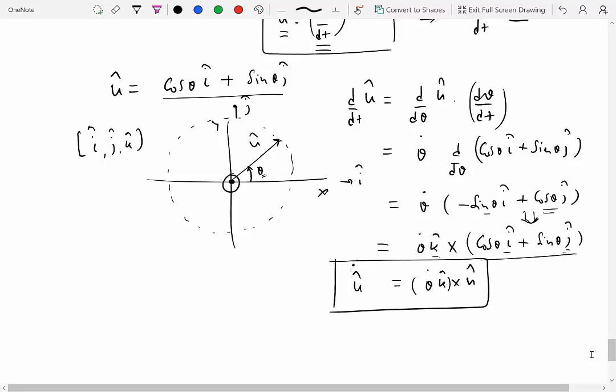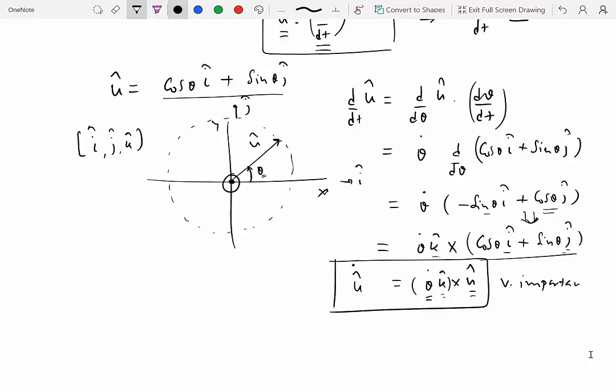So if u hat was moving very fast, changing its direction very fast, then theta dot would be a very large quantity, right? You associate a direction with that vector, which we call k hat. So we get theta dot k hat, and you cross it with the unit vector itself. And that's how you get the derivative of a unit vector. And this is a result that we will need a few times in this class. So I'll call it a very important relationship.